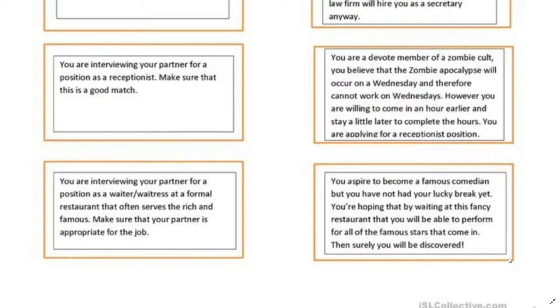A zombie cult is a religious group with special, pagan rituals. You believe that the zombie apocalypse will occur on a Wednesday and therefore you cannot work on Wednesdays. However, you are willing to come in an hour earlier and stay a little later to complete the hours. You are applying for a receptionist position.